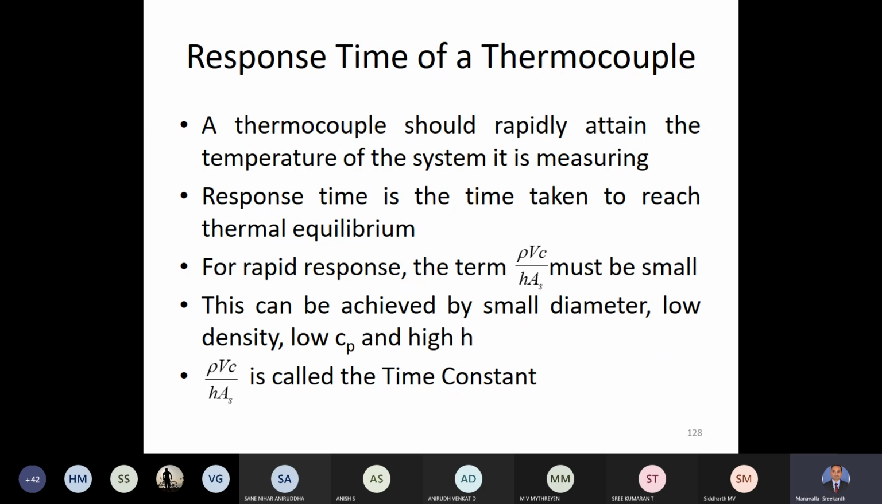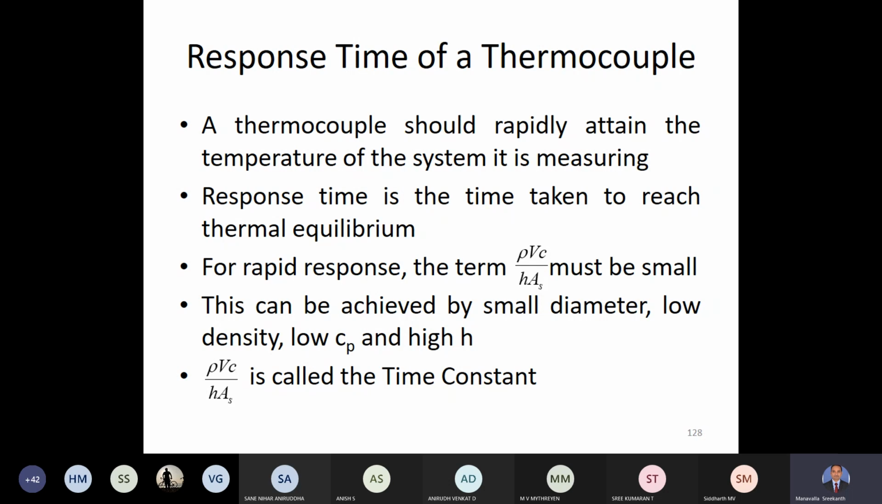Similarly, a thermocouple is a device used to measure temperature. It will also have a response time. We prefer that response time to be as small as possible, because whenever we are trying to measure the temperature of a medium which is changing rapidly, the thermocouple should also be able to read the rapidly changing temperature. So the response time should be quick, and it should be able to read the temperatures faster.